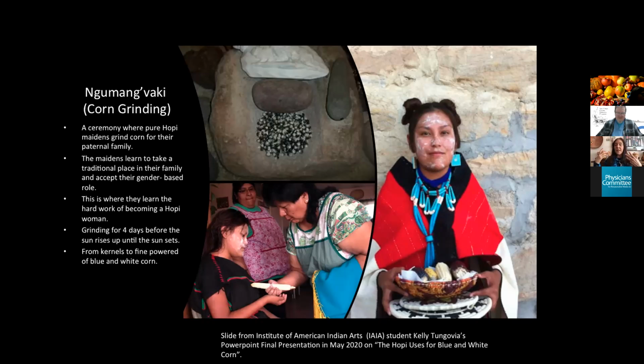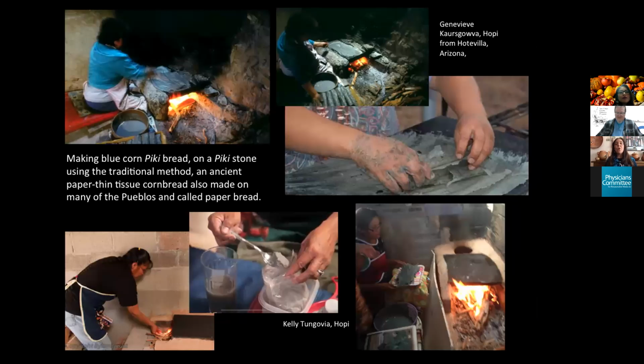And I have grinding stones that have been passed on from generation to generation in my family, and I know how to grind, right? I'm a chef and I do large events, so a lot of times I'll go to Santa Ana Pueblo and have them grind corn for me and buy their corn, but we all should know how to do it ourselves. So this is very important, and probably one of the most important foods, at least for Kelly Tungovia, and on some of the Pueblos, is what's called piqui or paper bread.